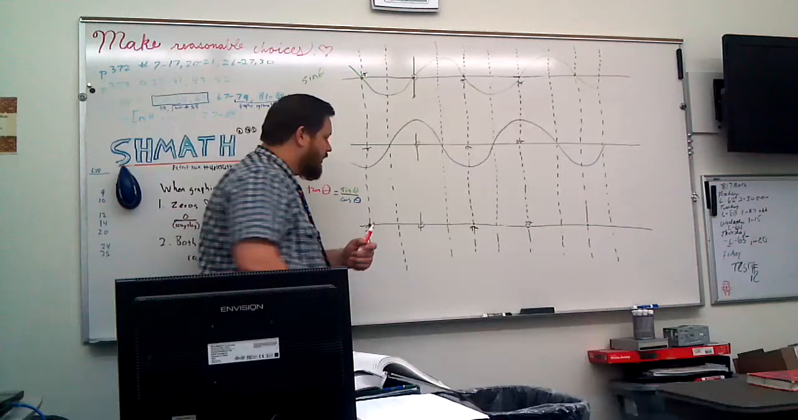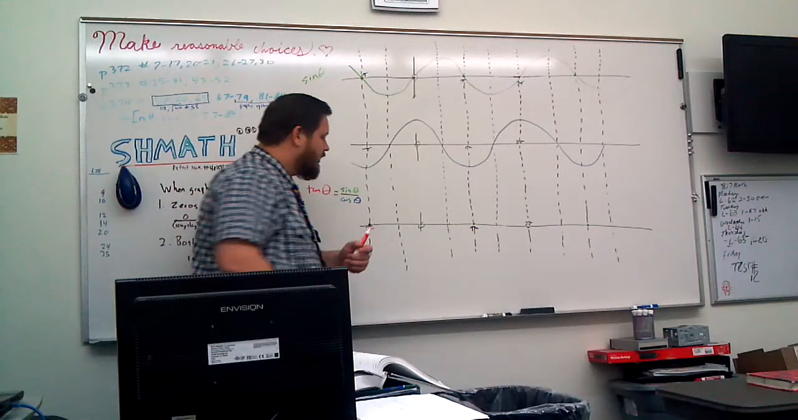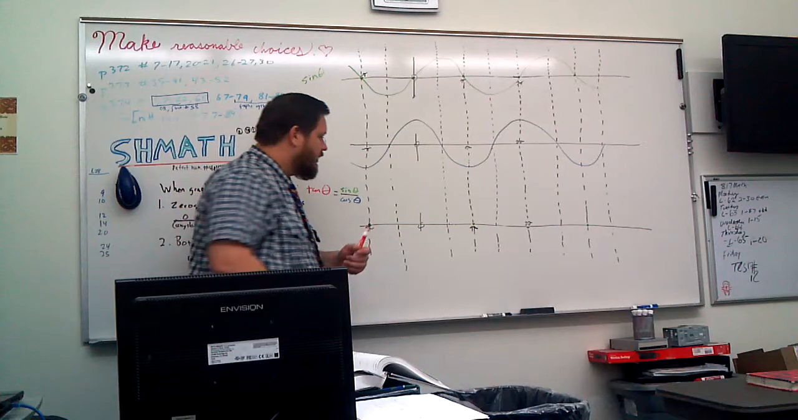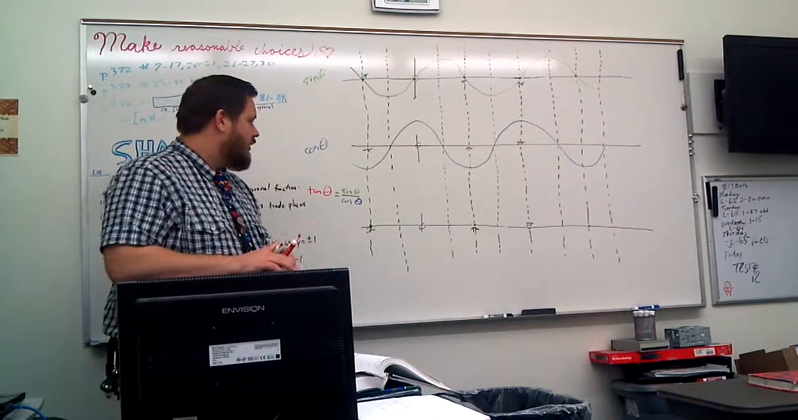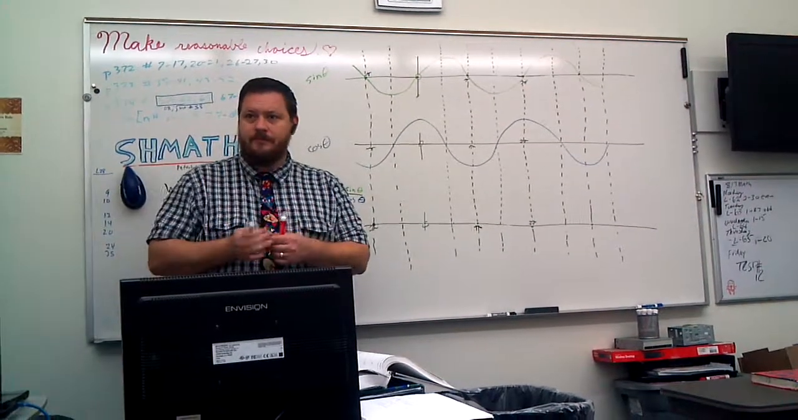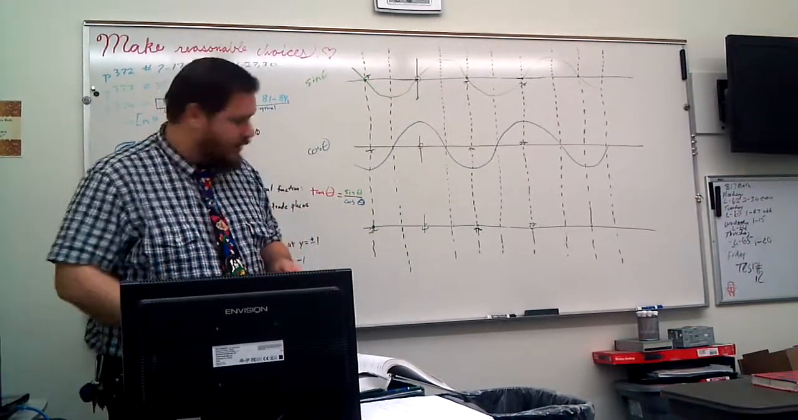If tangent is sine over cosine, anytime we have division going on, what's going to happen to this when the numerator is 0? It's going to be 0. That's right. So any place that the sine is 0, what's the graph of the tangent going to be? 0. Every 180 degrees, or every pi radians.